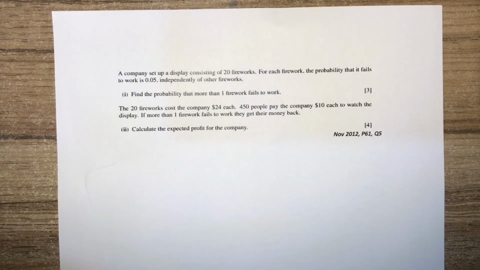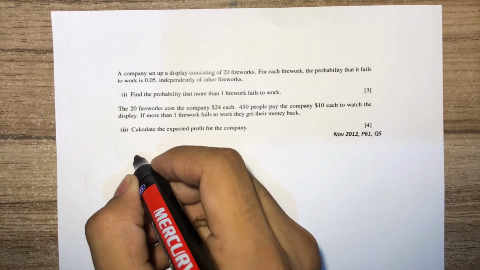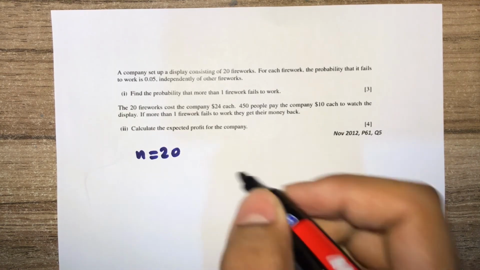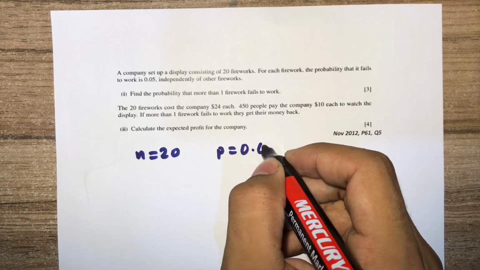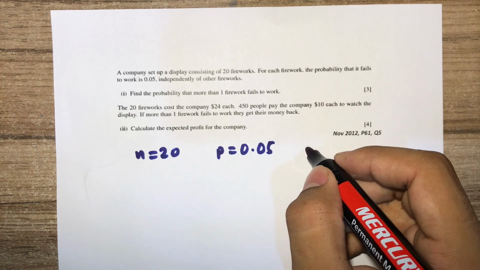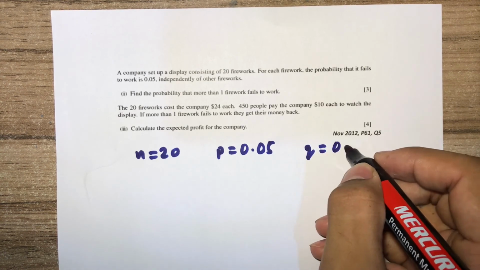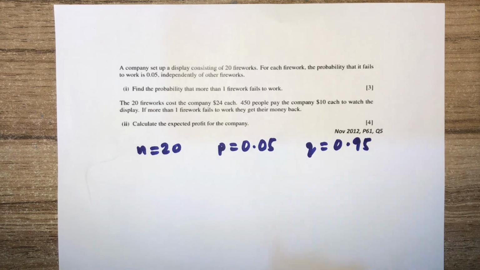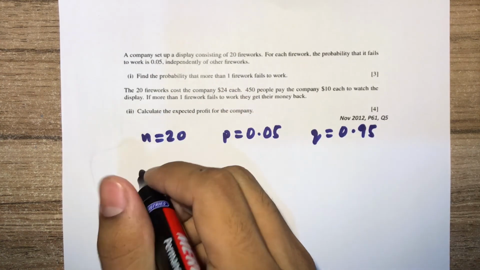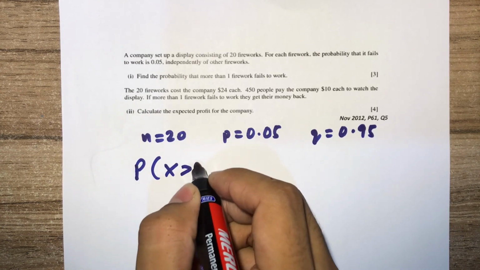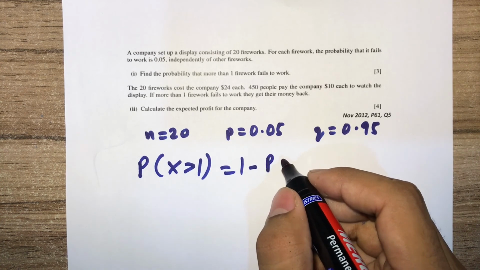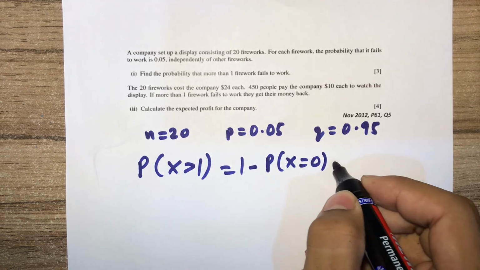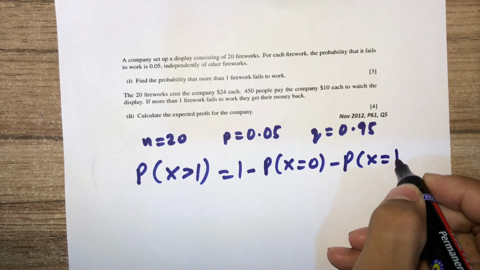So in this question, a company set up a display consisting of 20 fireworks. For each firework, the probability that it fails to work is 0.05, and the probability that it does not fail to work is 1 minus 0.05, that is 0.95. Now they're saying find the probability that more than one firework fails to work. So P(x greater than 1) is equal to 1 minus P(x less than or equal to 1), that is x equals 0 or x equals 1.